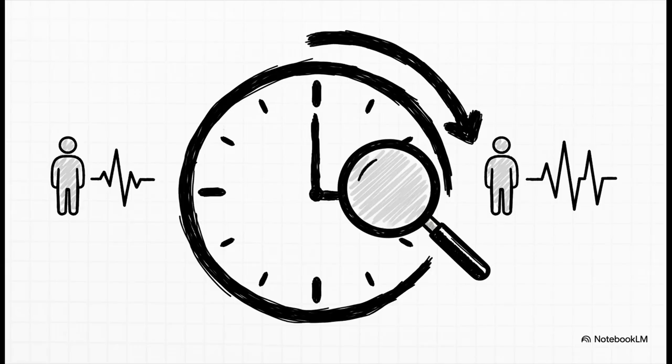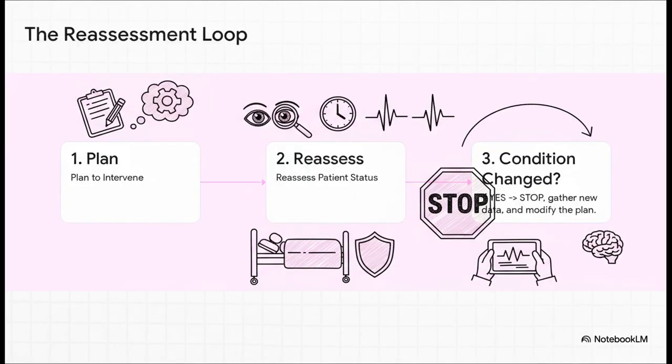Always, every single time. You can't just walk into a room and blindly follow a plan that was made an hour ago or even 5 minutes ago. A patient's condition can change in a heartbeat. So here's how that loop works. You've got your plan, you go to the patient's bedside, and you stop. You reassess. Has anything changed? If the answer is yes, you don't just push forward. You stop, you gather new data, you figure out what's going on, and you adjust the plan. This simple safety loop prevents so many mistakes.